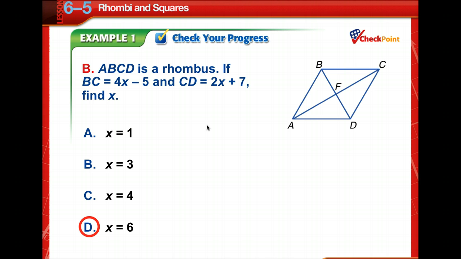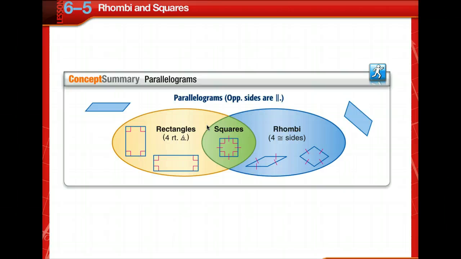Now a square is a parallelogram with 4 congruent sides and 4 right angles. Recall that a parallelogram with 4 right angles is a rectangle, and a parallelogram with 4 congruent sides is a rhombus. Therefore, a parallelogram that is both a rectangle and a rhombus is also a square. So this Venn diagram summarizes the relationships among parallelograms, rhombi, rectangles, and squares.